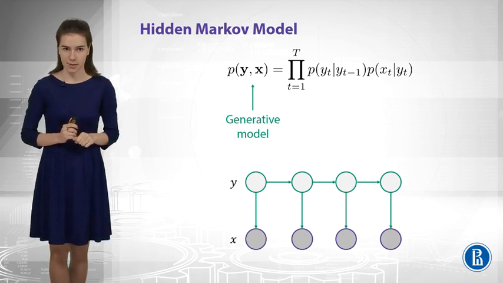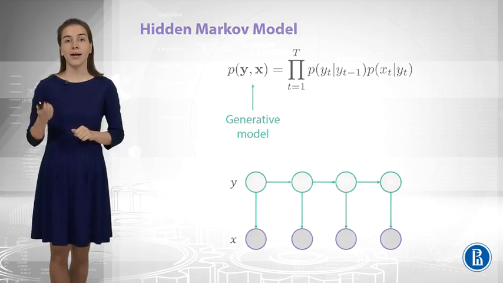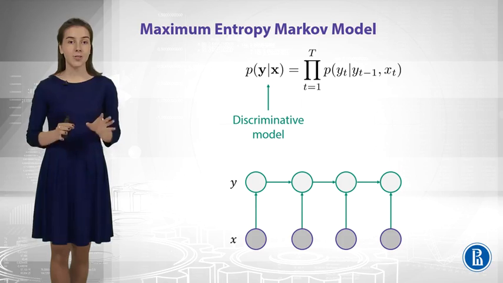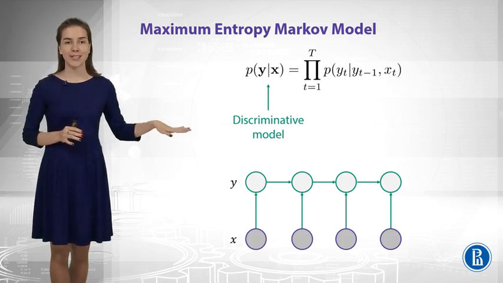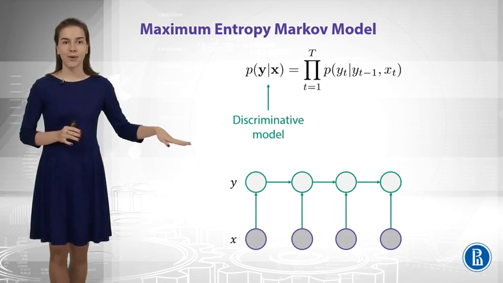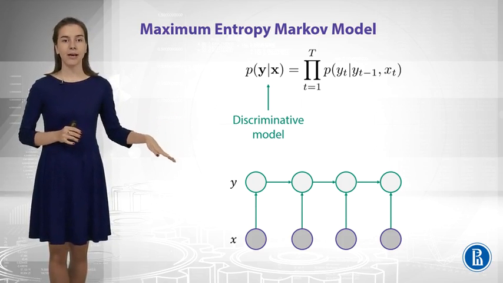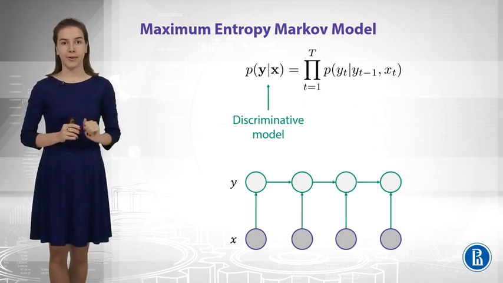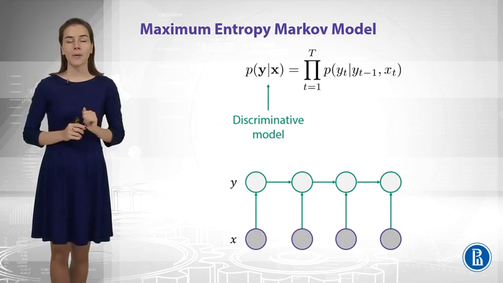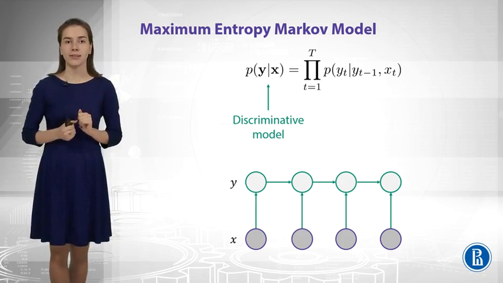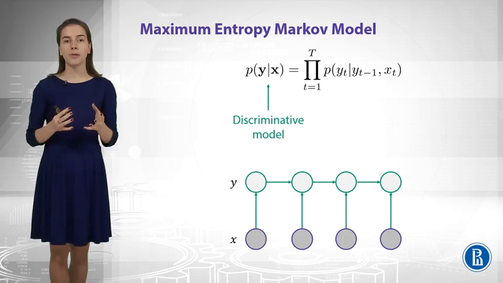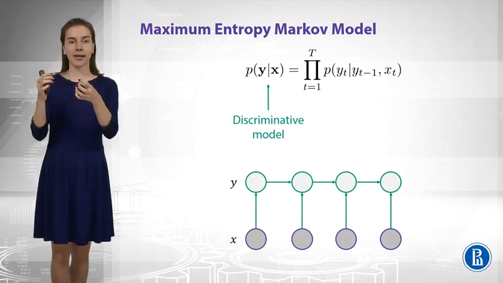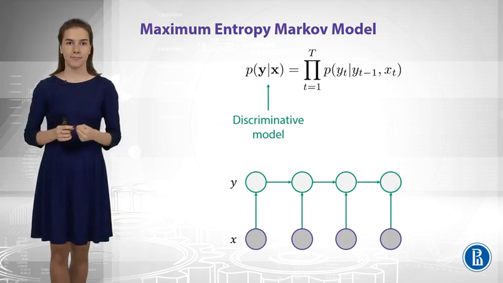Now, another one would be the maximum entropy Markov model. It is super similar, so do you see what is now different in the picture? Only one thing has changed. You now have the arrows going from x to y's. Okay? And in the formula, we can see that now the factorization is a little bit different. We have the probabilities of the current tag given the previous tag and the current x.